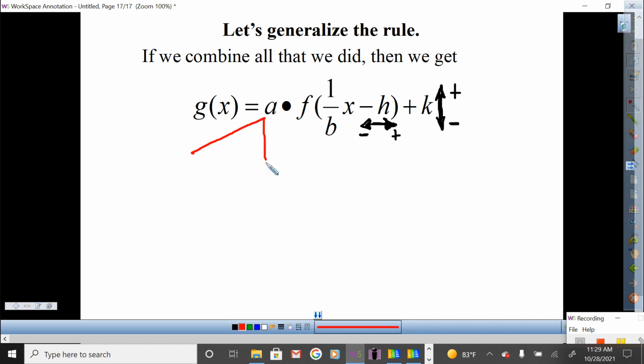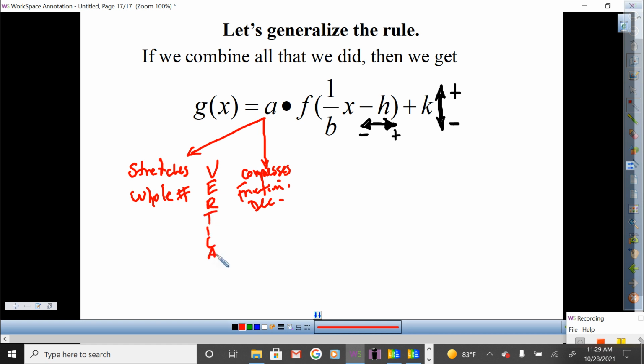A. What does it do? It stretches if it's a whole number, or compresses if it's a fraction or decimal. But in which direction? Vertically, yes? Yes, I think you.